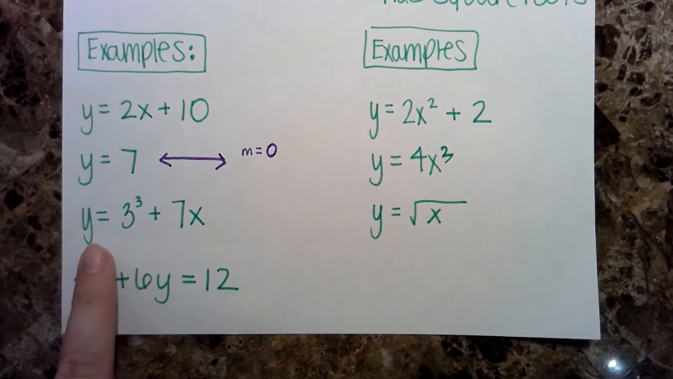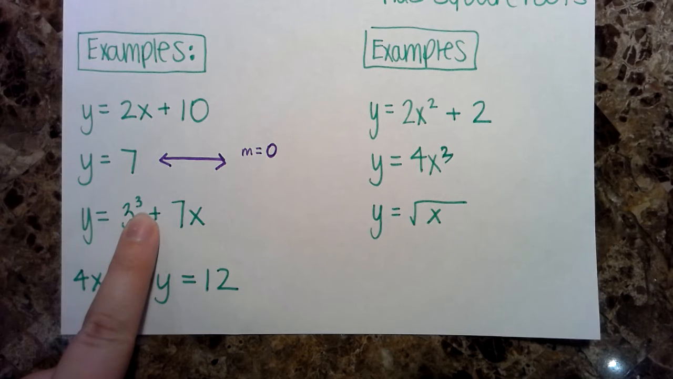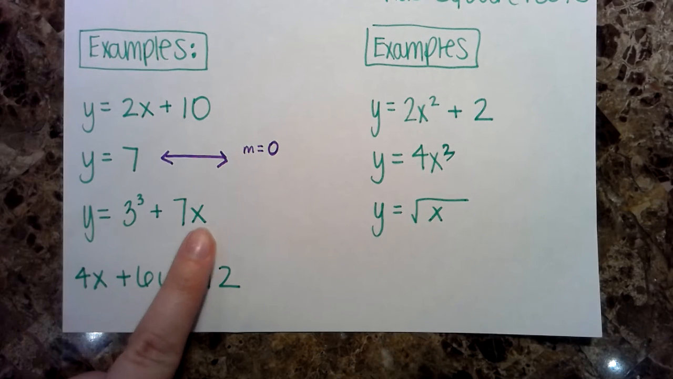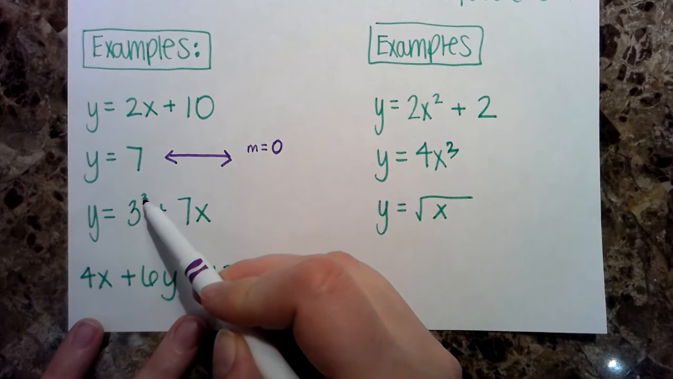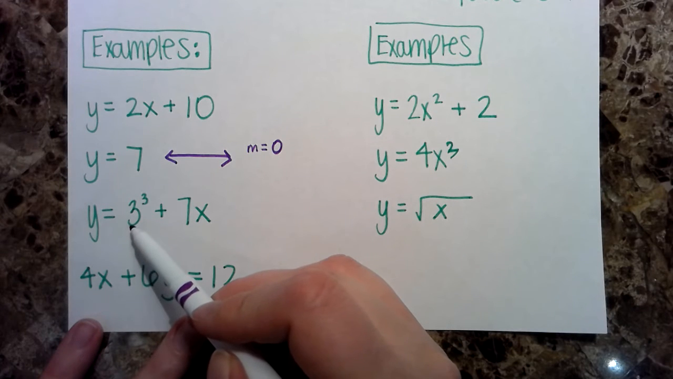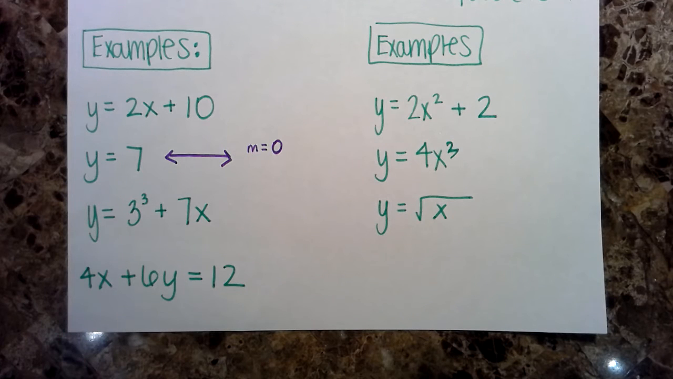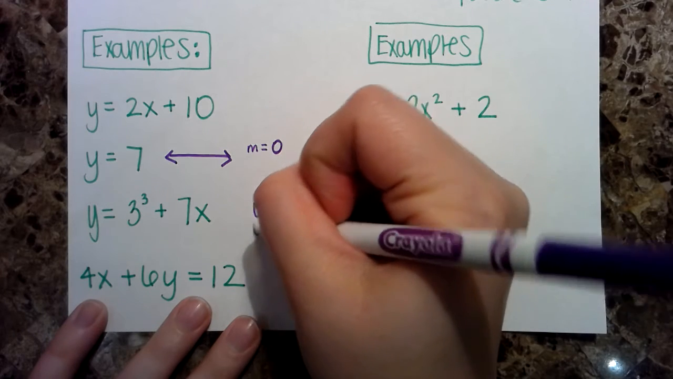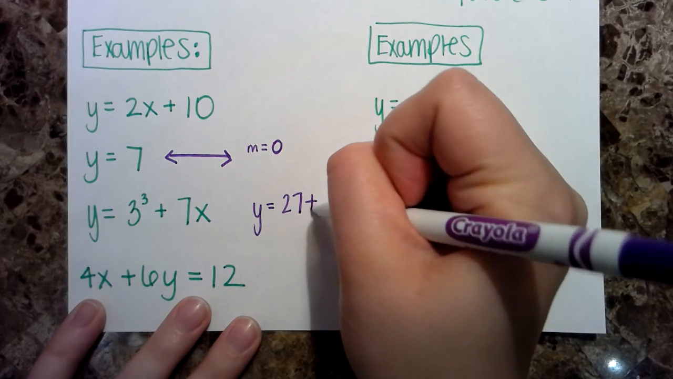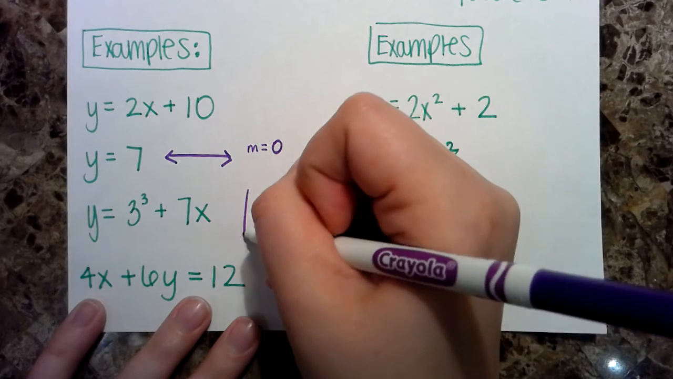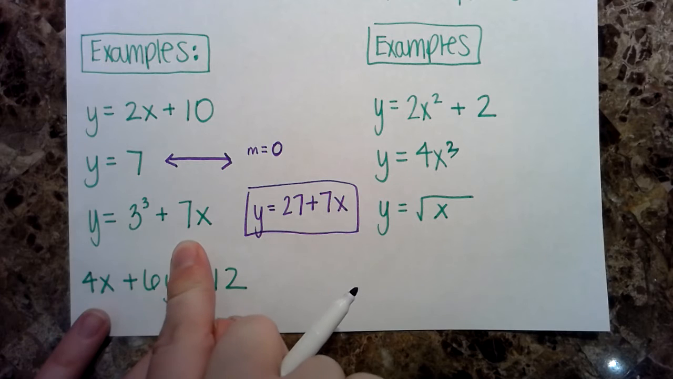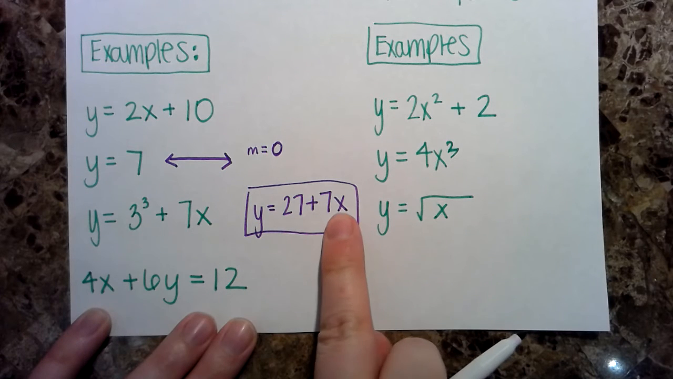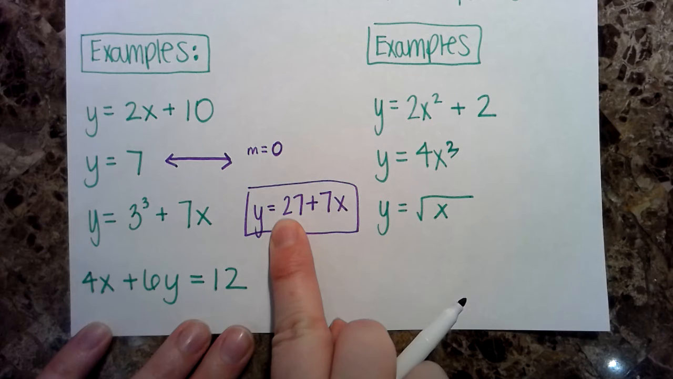Now with this one, you're going to notice you do see an exponent, but it's not next to the variable. So that still means that it could be a linear equation, because 3 to the third power means that it's 3 times 3 times 3. Okay. 3 times 3 is 9. 9 times 3 is 27. So technically this equation is 27 plus 7x, which is a linear equation. So I would mark this one, if I saw this as an example, as a linear equation, because 7 is my slope and 27 is my y-intercept.